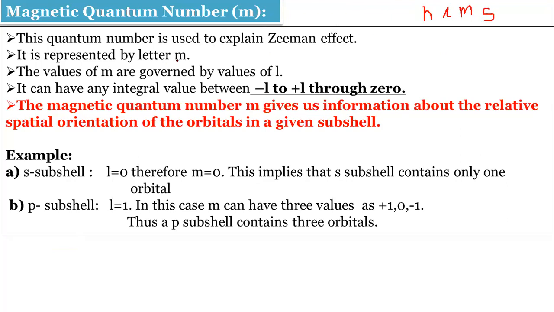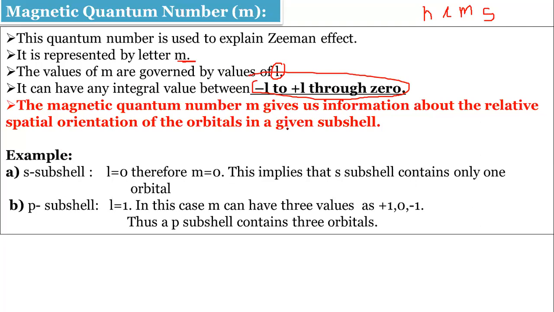Remember this letter small m. The values of m are governed by the values of l. If you know the value of l, we can find out the value of m. It has the values from minus l to plus l through 0. I will explain with this example. The magnetic quantum number m gives us information about the relative spatial orientation of the orbitals. It actually shows in which orbital the electron is present.